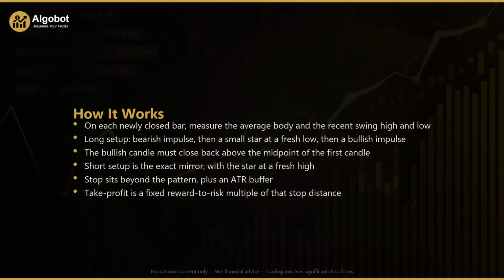For a short, everything flips. The stop goes above the highest high of the pattern, again with the ATR buffer, and the target is projected the same multiple below entry. The EA also holds only one position per symbol at a time, so it won't stack overlapping reversals.